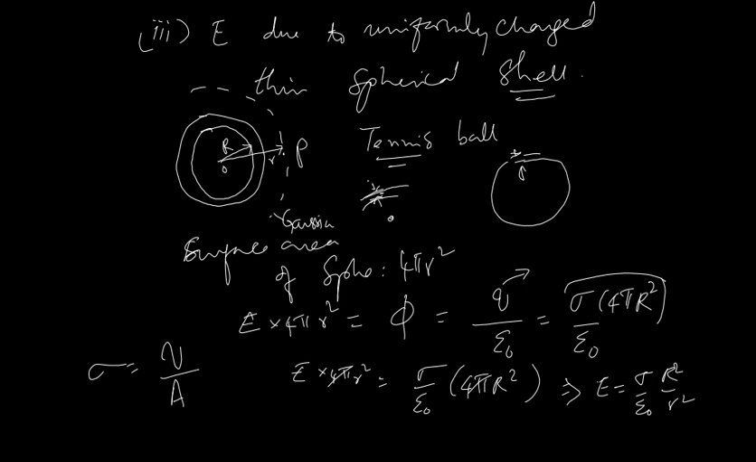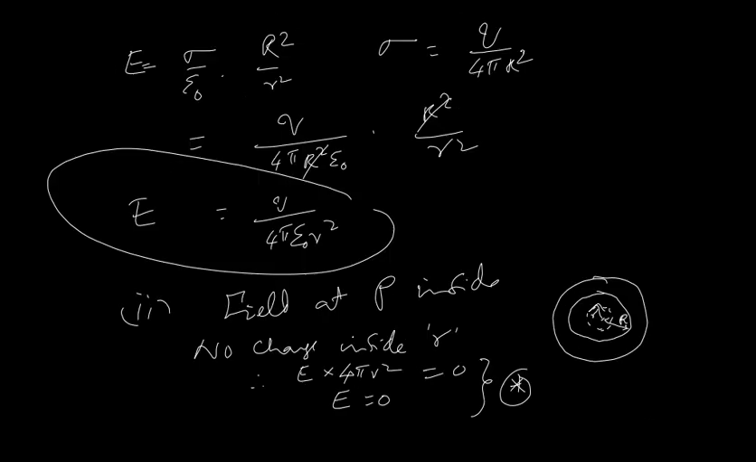Therefore E into 4 pi r square is, not by itself but by Gauss, Q by epsilon naught. Then you get sigma into 4 pi R square by epsilon naught. So finally you get the relation E is equal to sigma by epsilon naught into capital R square by small r square. You can replace sigma equal to Q by 4 pi R square. So you get E, the electric field that exists outside the sphere, at any point outside the sphere.